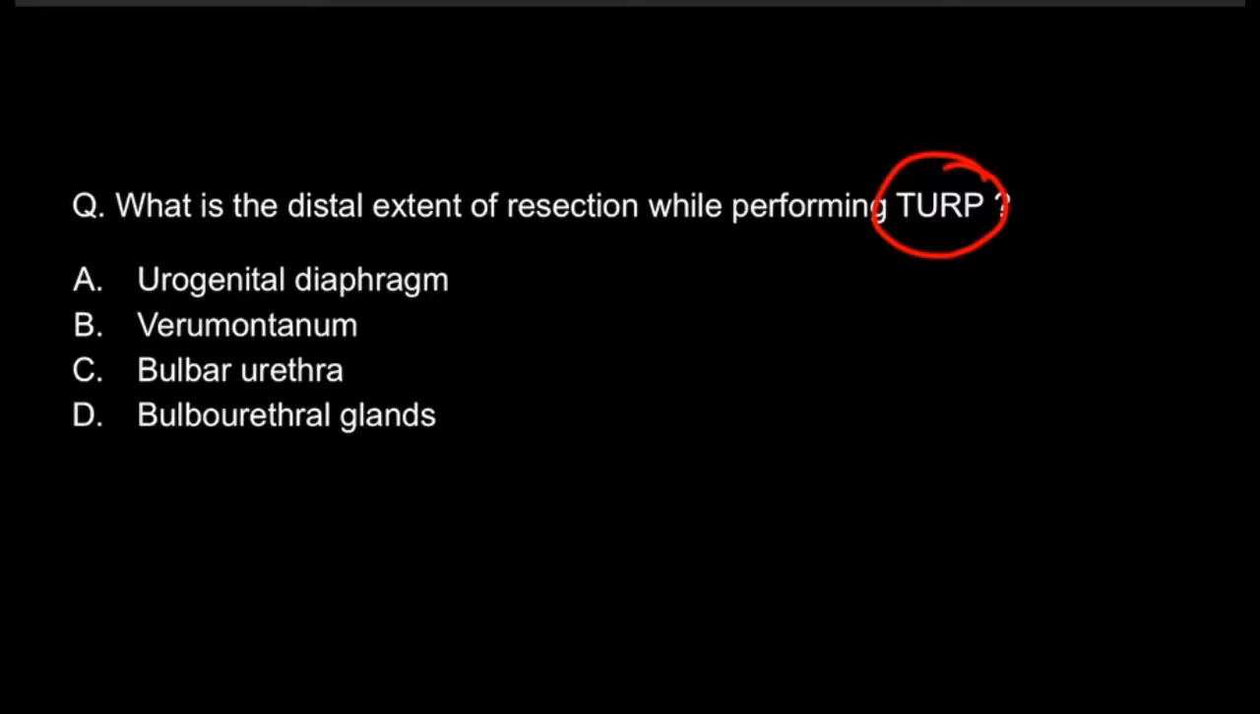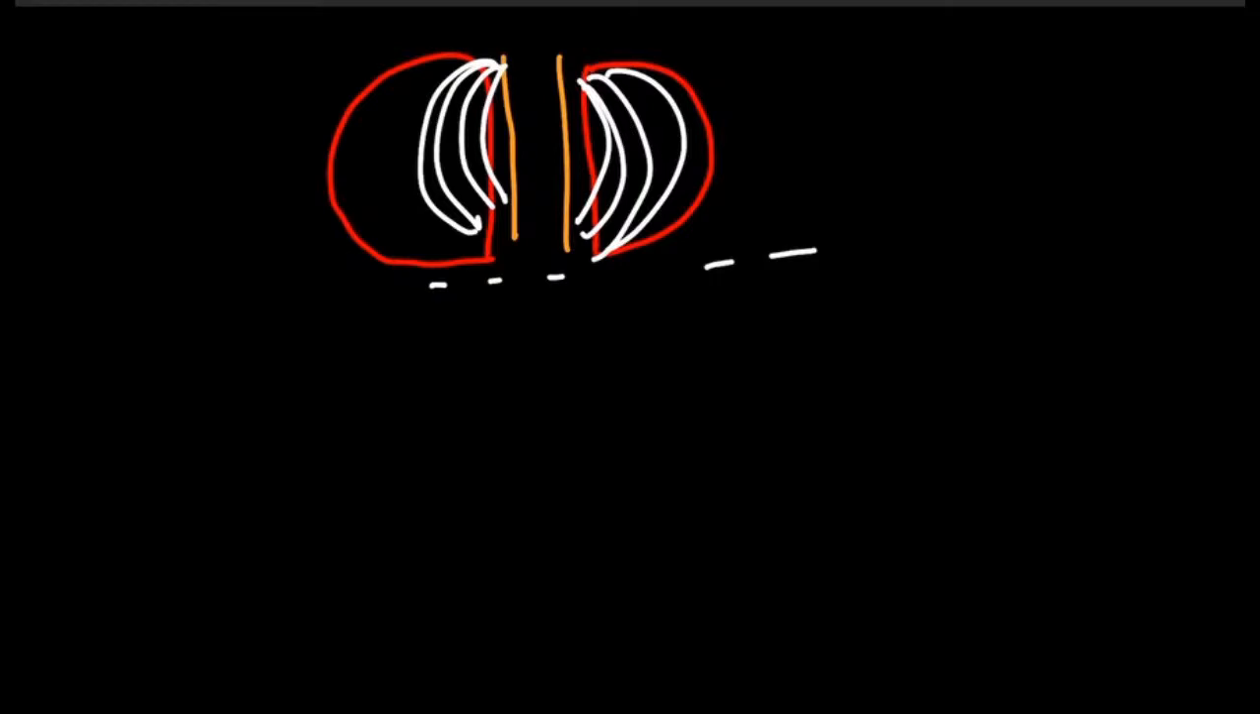Is it the urogenital diaphragm? Is it the verumontanum, bulbourethra, or the bulbourethral gland, whatever? So guys, if you say that the answer to this question is in fact the verumontanum, you are correct. So the answer is verumontanum. Now why? Why are you performing a TURP?